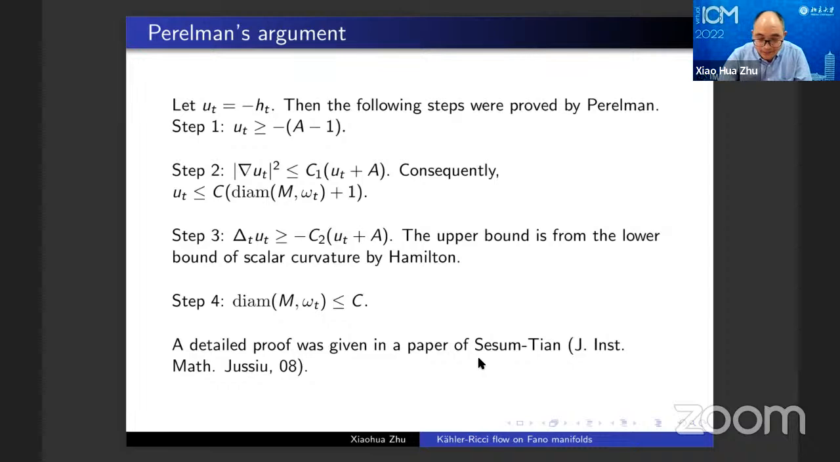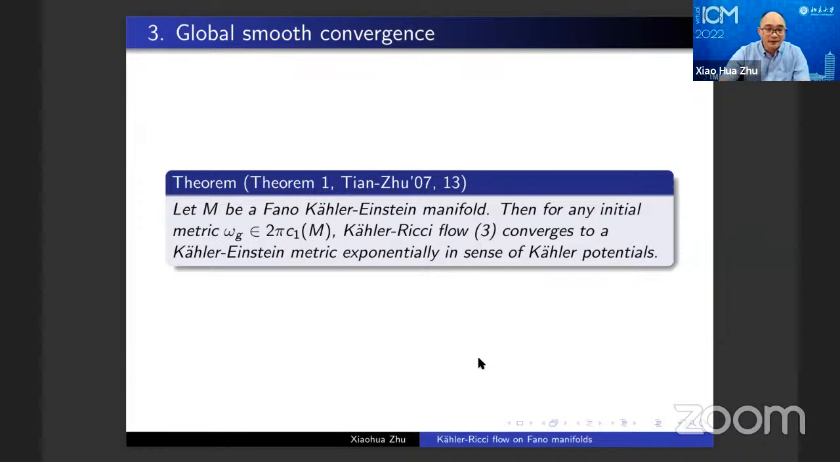So now I would like to talk about global convergence and Perelman's conjecture. In a joint work with Tian, we proved the following theorem. Suppose M is a Fano Kähler-Einstein manifold. Then for any initial metric, the Kähler-Ricci flow will converge to an Einstein metric exponentially in the sense of Kähler potential. So this means the flow converges in the sense of Kähler potential, and the rate of convergence is exponential.